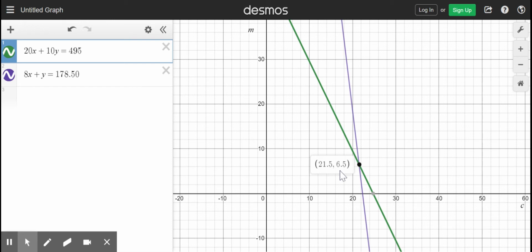And you might be thinking, wait, I can't have half of a calculator. Well, that's true, but this is the cost of the calculators, right? So what makes sense in this scenario is that the calculators cost $21.50. The measuring tapes cost $6.50.